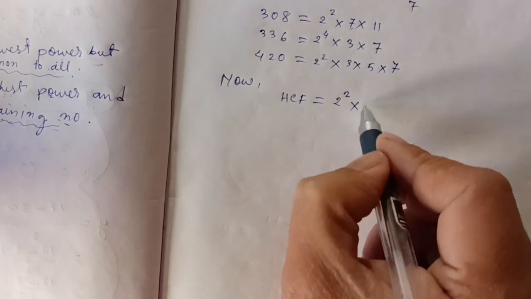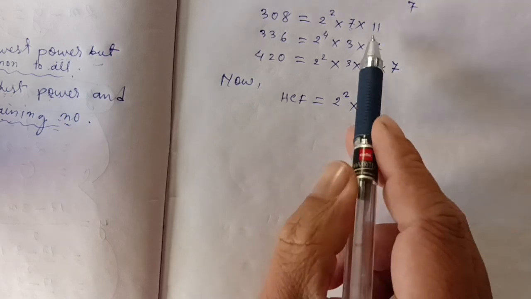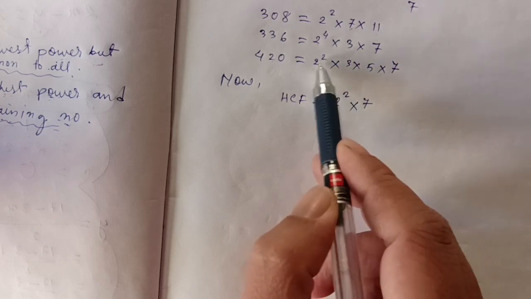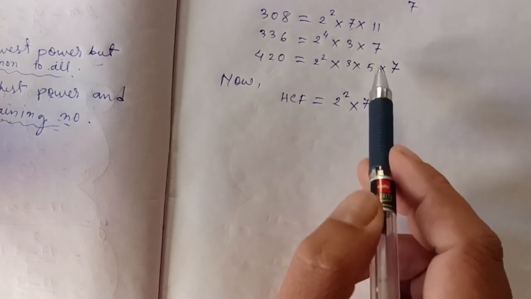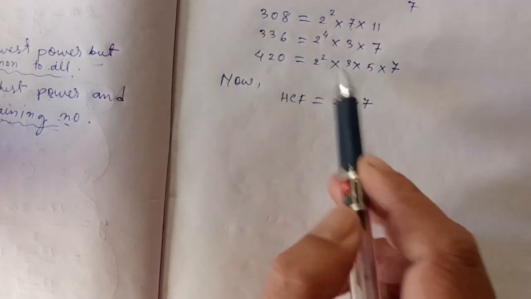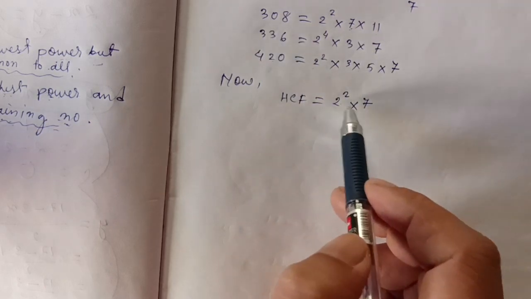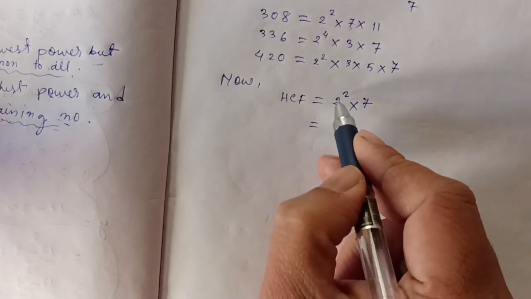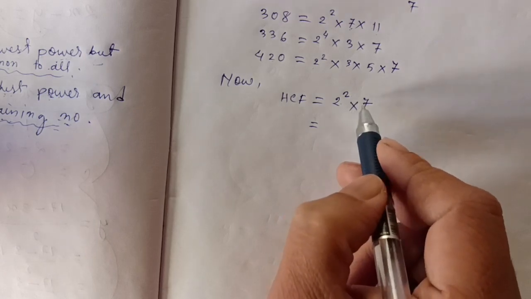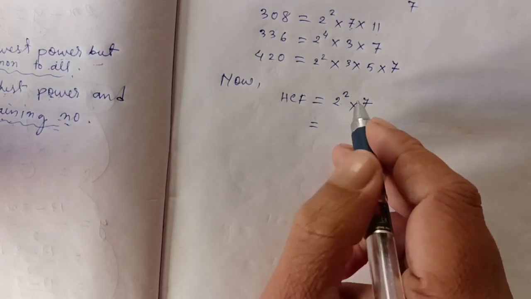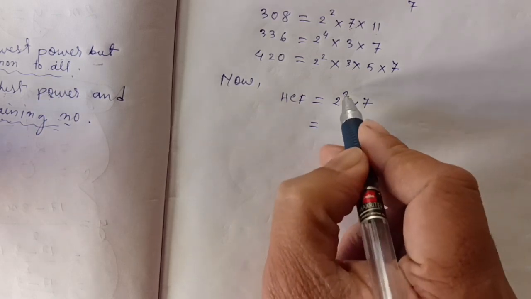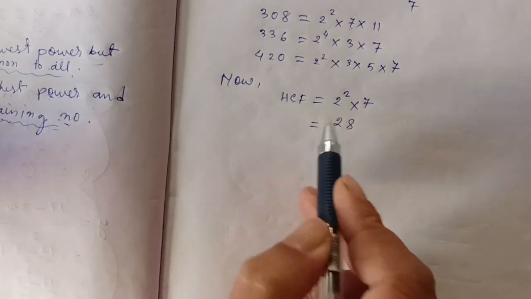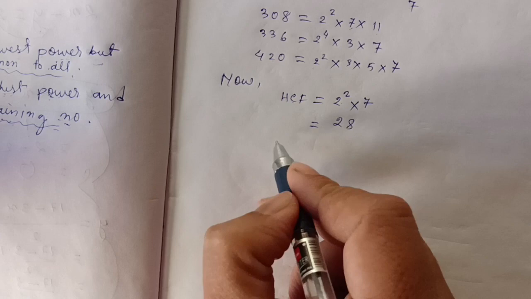So 7 is common to all, and the powers are all 1. So 7. But can you write 11? No, we cannot write 11, because we have 11 here, but we don't have 11 in this line, and we also don't have 11 in this line. So the only numbers which are common to all these three numbers are 2 and 7 only. Then 2 raised to the power 2 multiplied with 7, and we get the answer. You know that 2 square is 4, and 4 times 7 is 28. Okay, 28 is now the HCF.